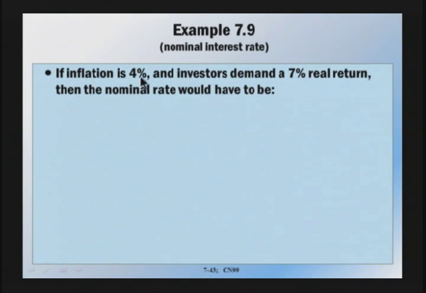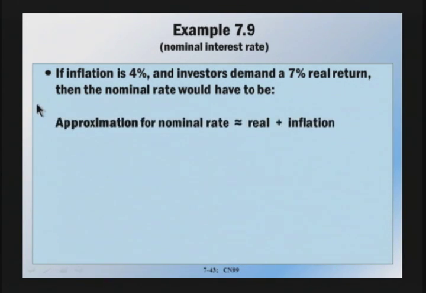If inflation is expected to be 4% and an investor demands a 7% real return, or an increase in purchasing power, then they want to be able to buy 7% more stuff and be able to pay 4% higher prices on everything they could buy before, plus the 7% more stuff that real return is supposed to provide them with. So approximately they would set the nominal rate equal to 11%. A 7% increase in purchasing power and 4% higher prices would require them to charge an 11% rate on the loan.